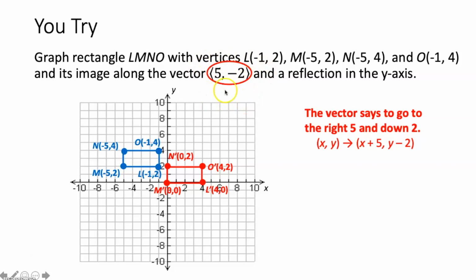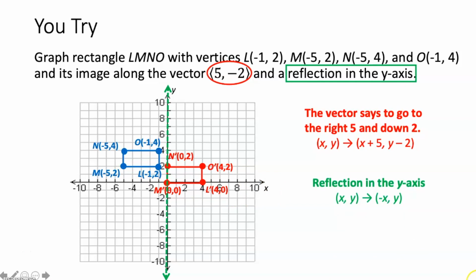But we're not done. We're also going to graph the image of this now after it's been reflected in the y-axis. So to reflect in the y-axis, there's 2 ways you could do this. The first is that you can count how far each point is away from the line of reflection. So O prime is 1, 2, 3, 4 units away from the line of reflection. Therefore, O double prime is going to be 1, 2, 3, 4 units on the opposite side. Or you can remember the cheat code for reflecting in the y-axis or over the y-axis. It's just making the x-coordinate the opposite of whatever it is.